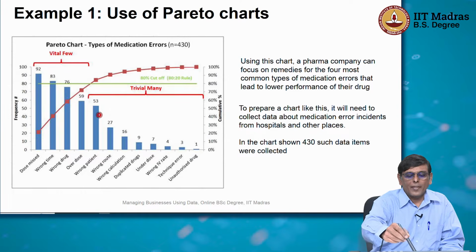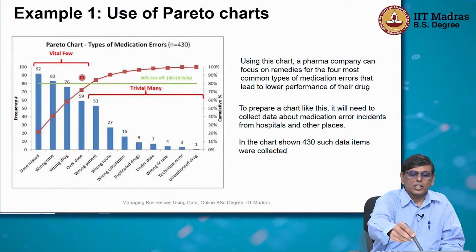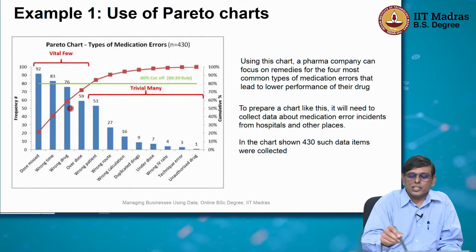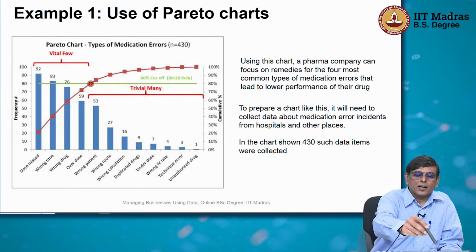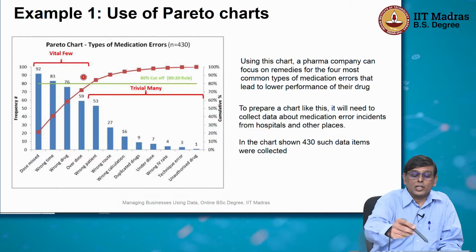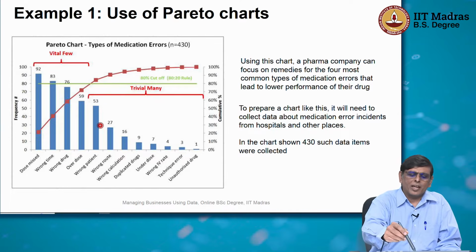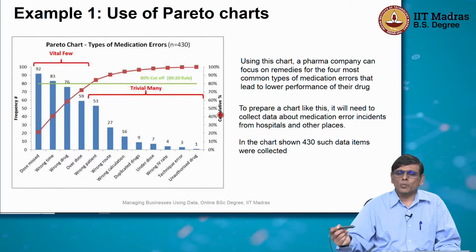So when you get to the 5th case, wrong patient, that means the drug was delivered to the wrong patient, you crossed 80%. So you could say basically that out of all these reasons that were mentioned, there are many reasons. The first 4 reasons are vital, 4 important things to focus on, and the remaining, right? The 5th one maybe is something that you can consider, but the remaining are all not so important cases.